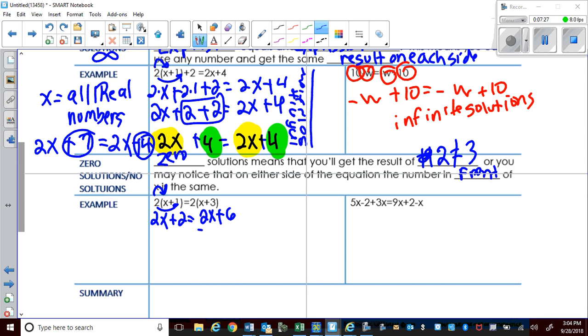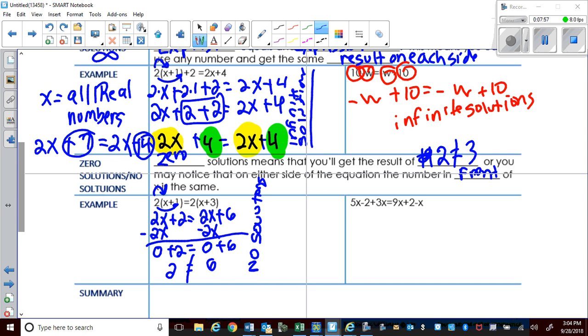Now we're going to move our x terms. Minus 2x on both sides. Moving it to the left. And left to right, have 0 plus 2 equals 0 plus 6. Now, 0 plus 2 is 2, equals 0 plus 6 is 6. This does not equal. So there is no solution. When you get a number equals a different number, there is no solution.